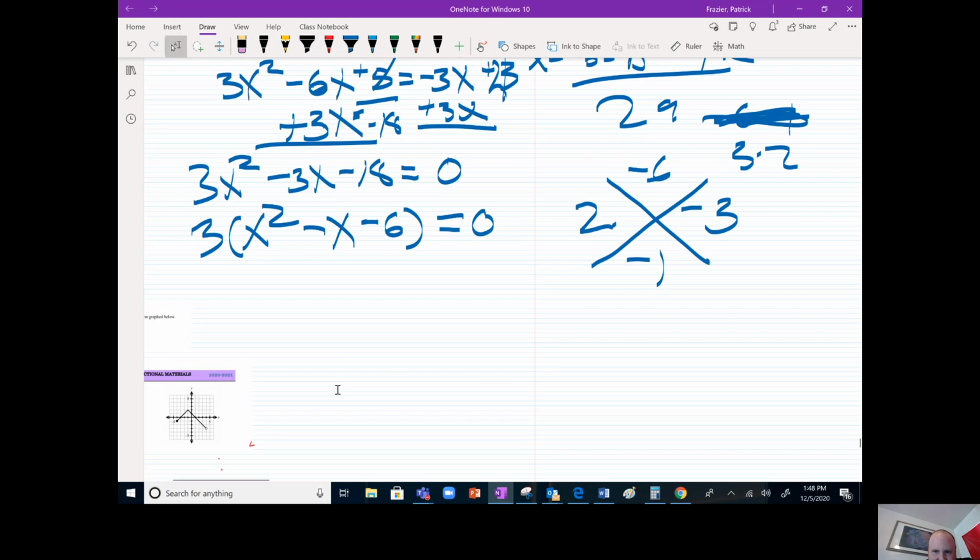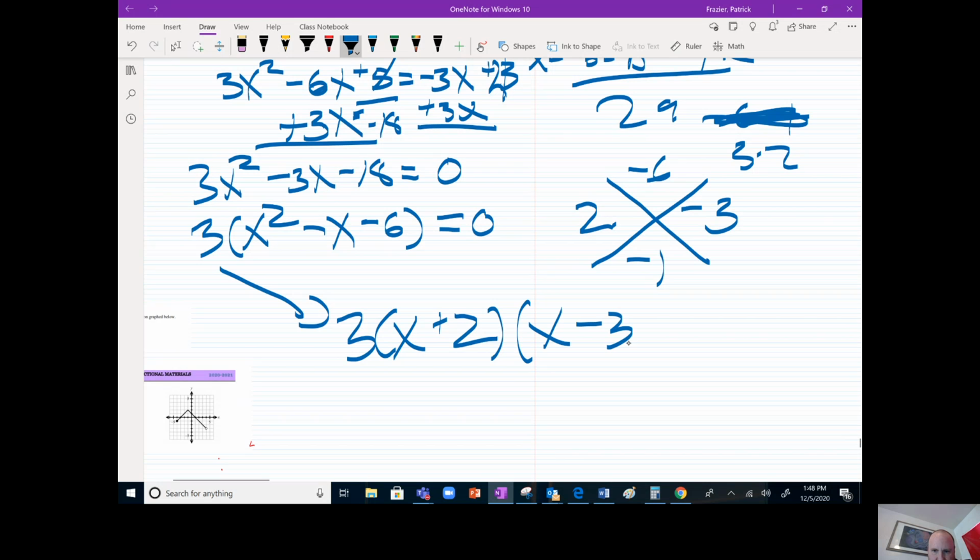And then next, we're going to put that in factored form. We can't forget about the 3 over here for proper notation. So that's 3 times x plus 2 times x minus 3. And then the whole thing is equal to 0. Well, we want to solve for x. So we can now forget about the 3, and that's x plus 2 is equal to 0, and x minus 3 is equal to 0.